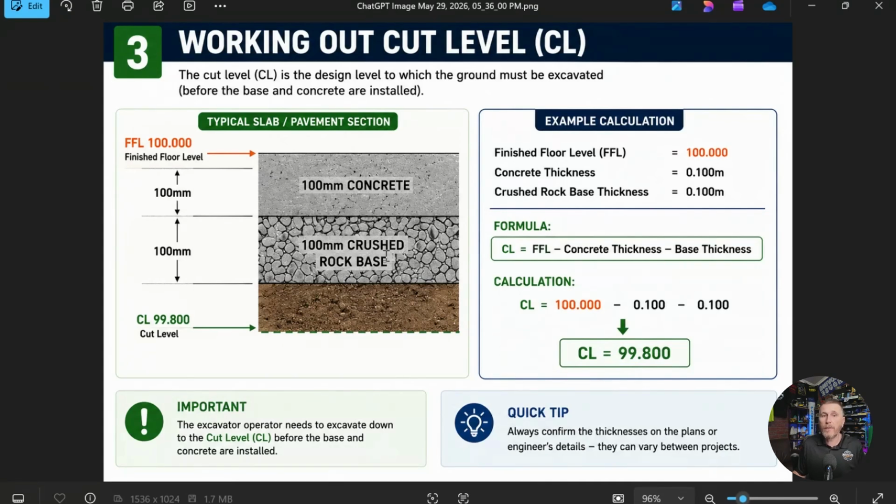So a quick tip, always check that the engineer's drawings are correct. Check what the concrete and base thicknesses are because they can vary between projects. It's not always the same.